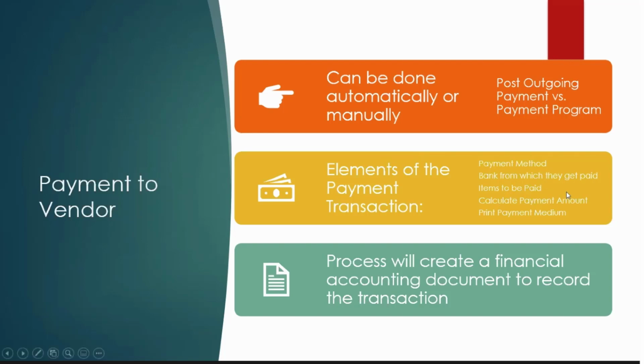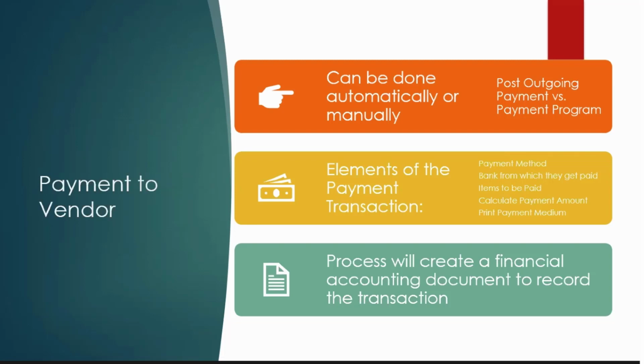Then the bank from which you will pay. You can select which bank you will use, maybe you have many banks. Also the items to be paid. Imagine that you have many invoices. Which invoice do I have to pay? You can select them. You can say, I will pay this invoice, and the others I will pay next time.